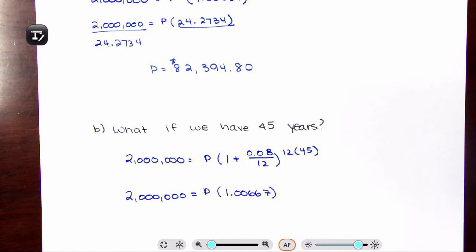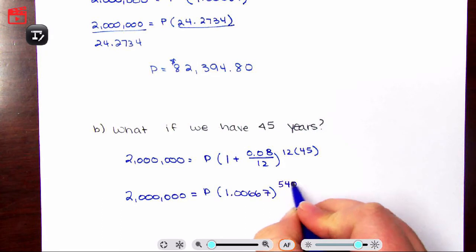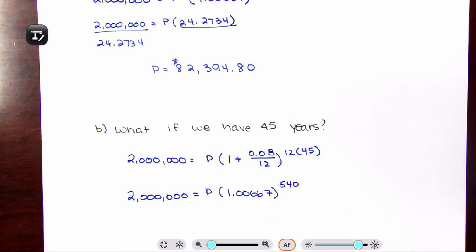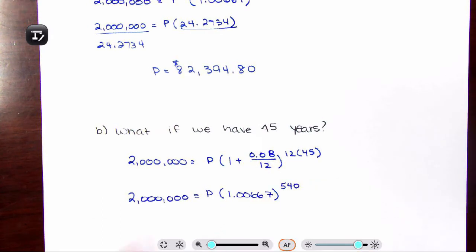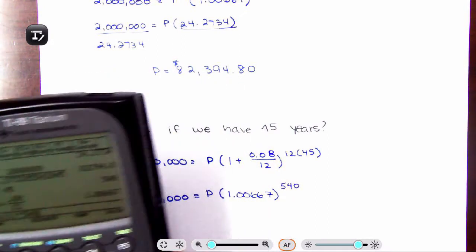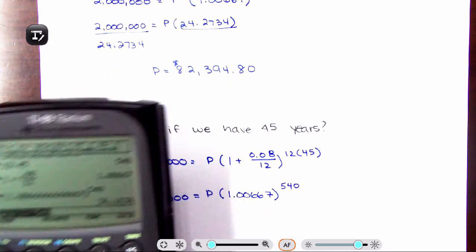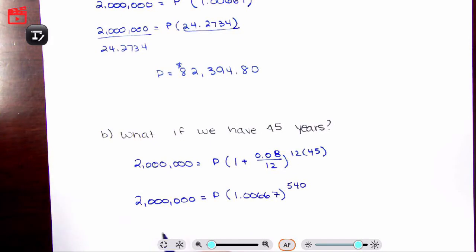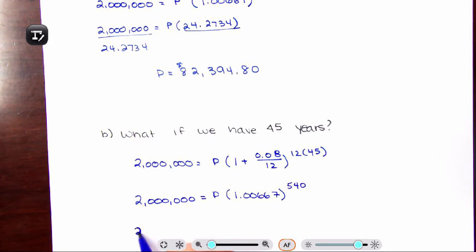12 times 45, that is 540. And I'm going to quickly type this into the calculator. I have 1 plus 0.08 divided by 12. I'm going to raise that value to the 540th power. And again, I'm writing it down just in case I lose it.